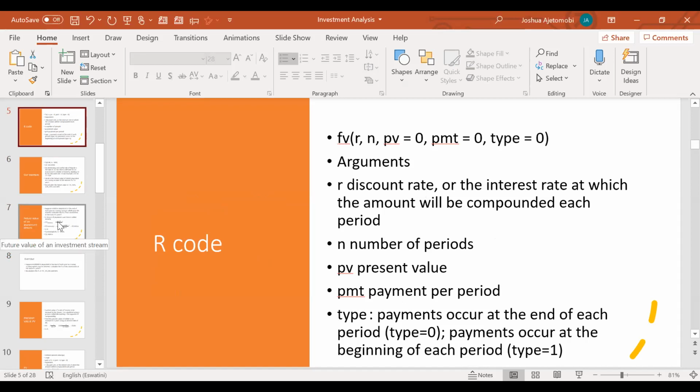So if the payment occurred at the end of a period, type equals 0. But if the payment occurred at the beginning of each period, then type equals 1. Do you get it? Not quite. Okay, let me come back to that.